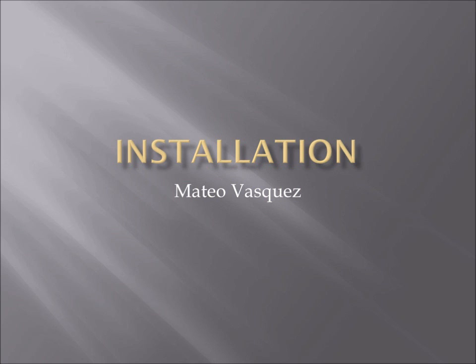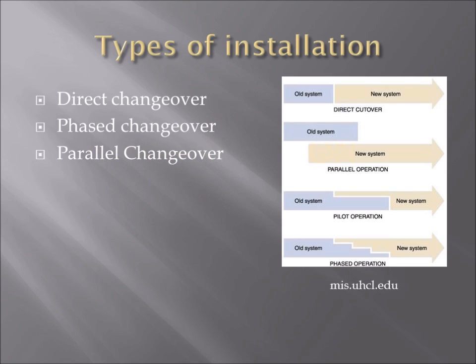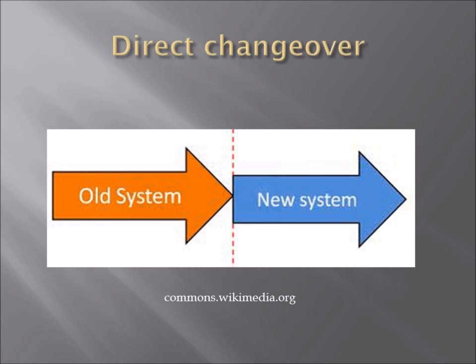In this video, we're going to be talking about the installation phase of IT design. Basically, there are three real types of installation, although technically there are four with the pilot operation, but we're not really going to cover that. It's just another way to do phased operation. So what we have is direct cutover, parallel operation, and phased operation, or they're called changeovers, as I like to say, but this image likes to call them operations. They're the same thing.